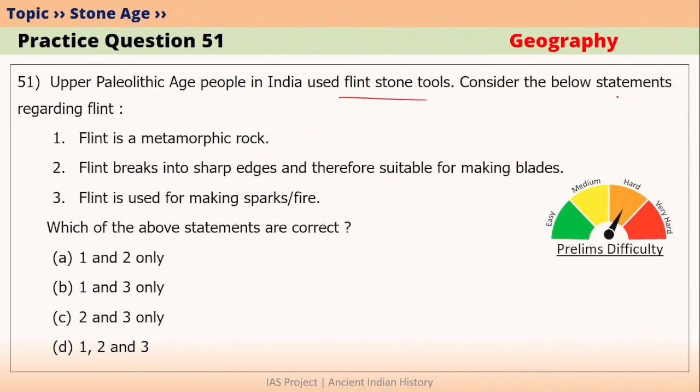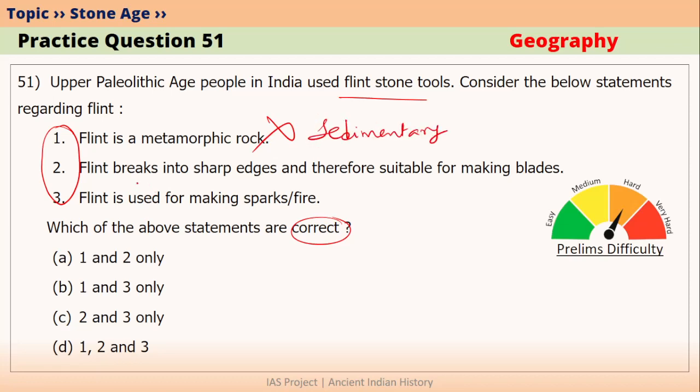Consider the below statements regarding flint. 3 statements have been given here regarding flint. Question is, which of the above statements are correct? The first statement is, flint is a metamorphic rock. This is wrong because we have discussed in our video lecture that flint is a sedimentary rock.